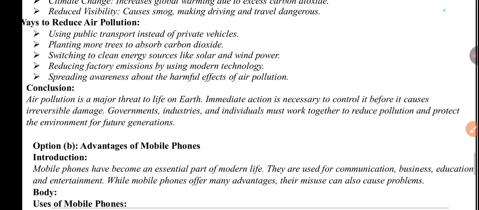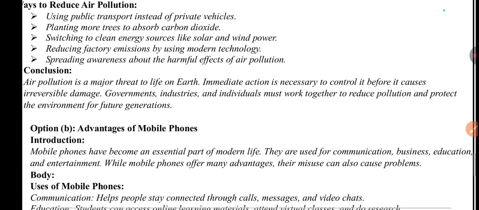Ways to reduce air pollution: using public transport instead of private vehicles, planting more trees to absorb carbon dioxide, switching to clean energy sources like solar and wind power, reducing factory emissions by using modern technology, spreading awareness about the harmful effects of air pollution.